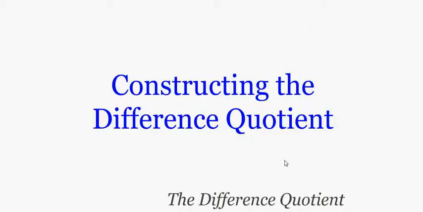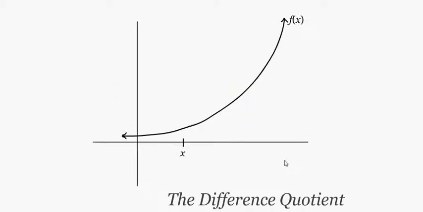In this section, I'm going to show you exactly where the difference quotient comes from. Here's a graph called f, with a point on it labeled x. My goal will be to find the slope of the tangent line to f at that point. First things first, the coordinates at this point are x, comma f of x. Now, here's how I get my formula.